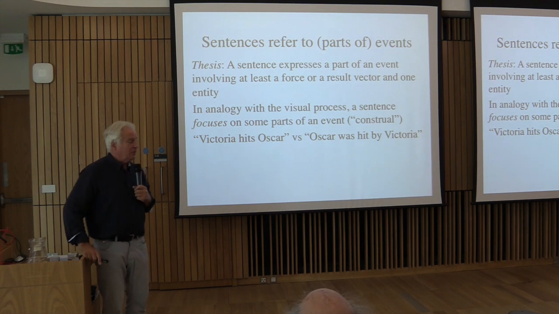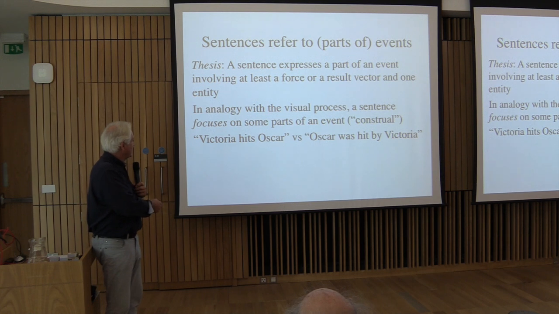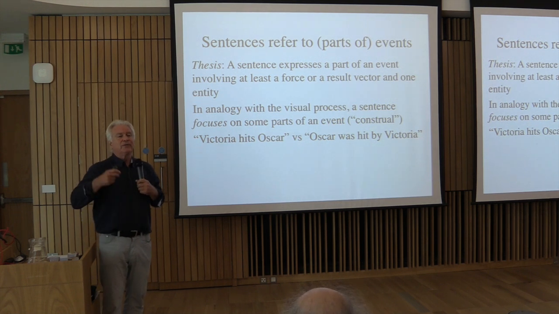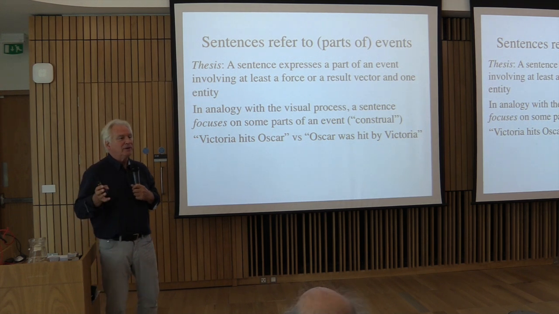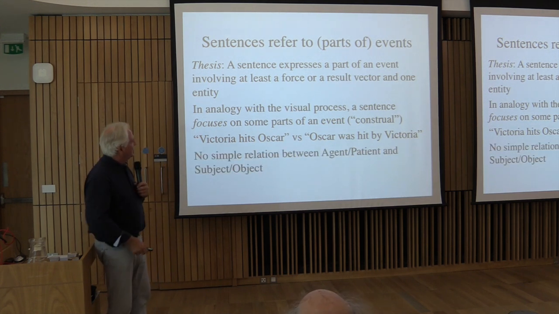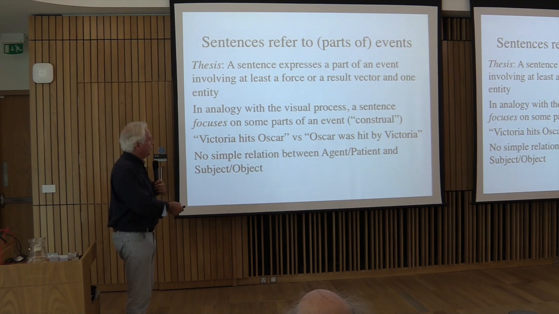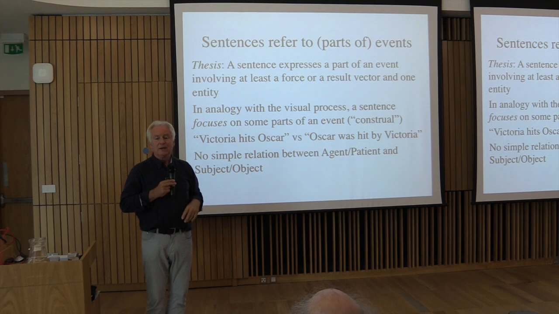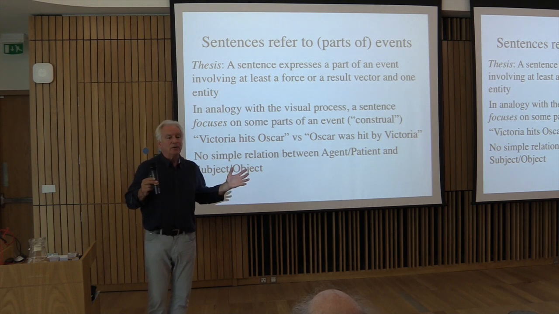So you have an ordinary sentence like Victoria hits Oscar. There the focus is on the agent. While you have Oscar was hit by Victoria, then the focus is on the patient. The passive is the same context, the same event, but the difference is where the focus is. And so in English, there is no simple relation between agent, patient, and subject-object. Subject-object is mainly a question of the focus of your attention, while agent-patient is a question of the roles it has in an event. This is for Indo-European languages.